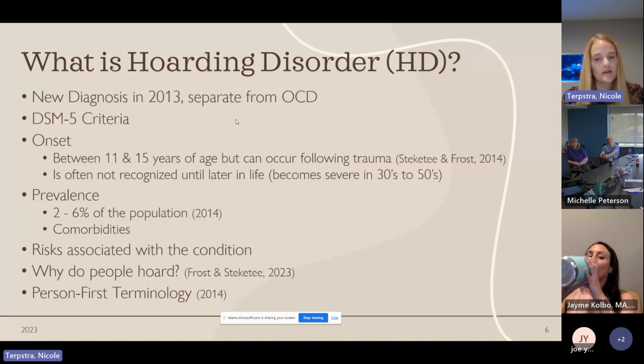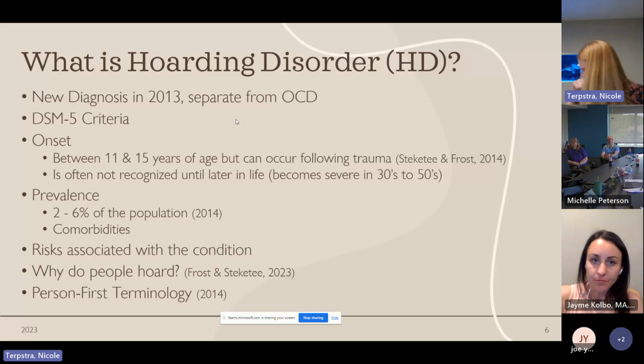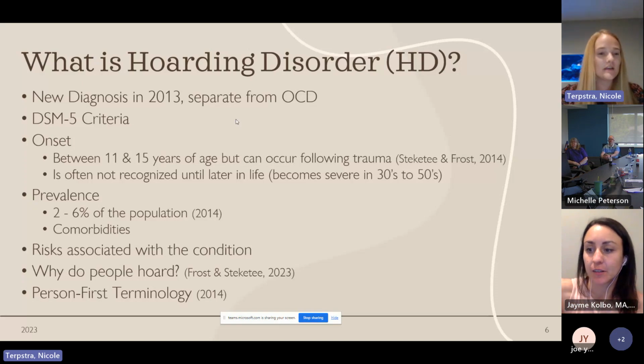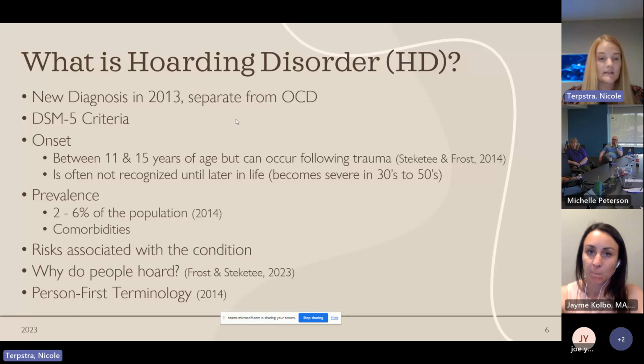As you may also know, the onset is between 11 and 15 years of age, but it can also occur following trauma. It is often not recognized until later in life because it manifests physically before it's often diagnosed as a mental health concern. So oftentimes it's when someone is in their 30s to 50s that it becomes known. The prevalence, according to Steketee and Frost, is between 2 to 6% of the population.